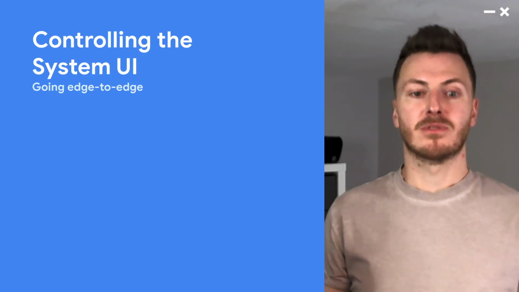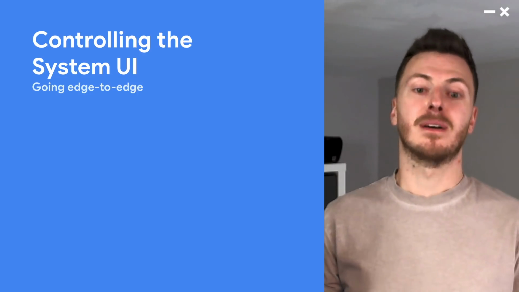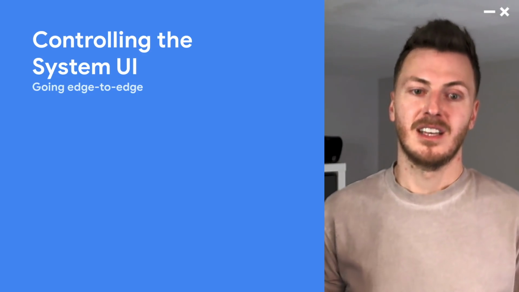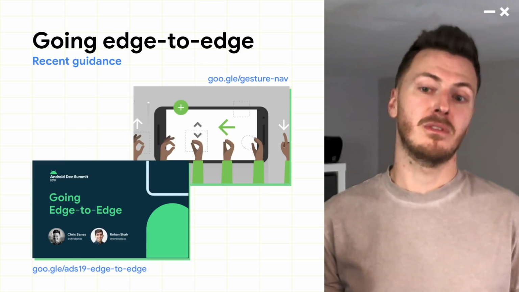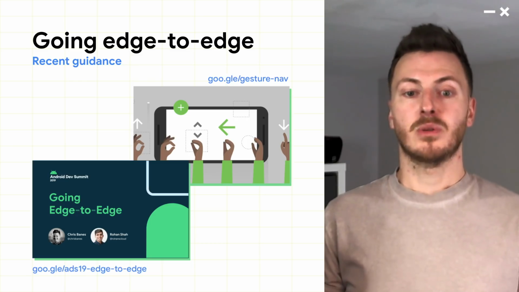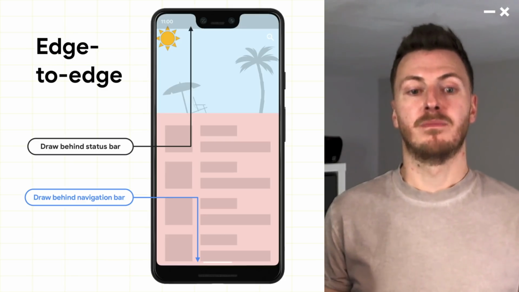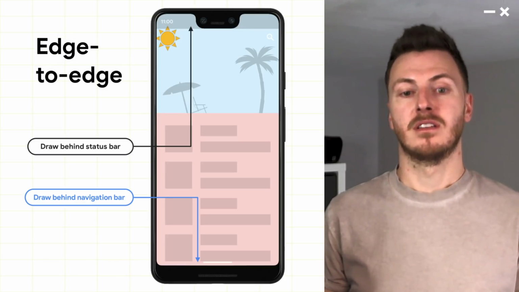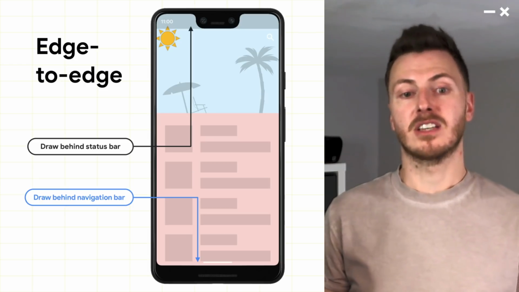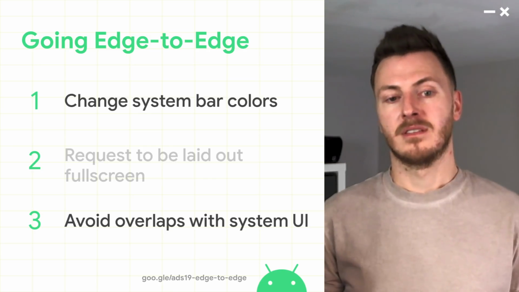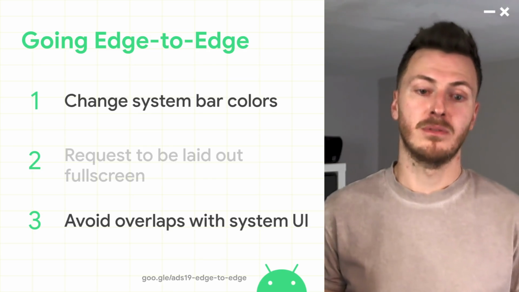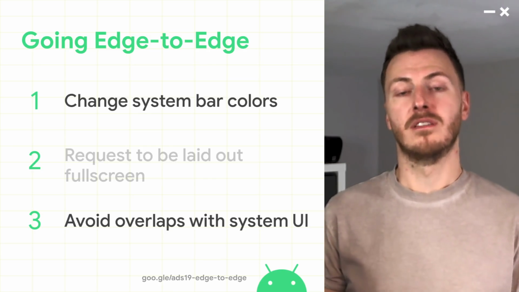Now, this wouldn't be an Android development video from me if I didn't talk about going edge to edge. If you're not quite sure what I mean by that, you can check out some of our existing content on going edge to edge. As a quick recap, going edge to edge means drawing behind the system UI, primarily the status bar and navigation bar, like in this example. Now, this involves 3 steps. Step 2 is no different in Compose, so we'll focus on just steps 1 and 3.